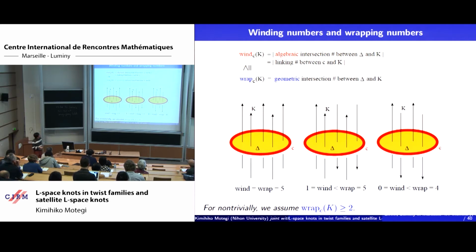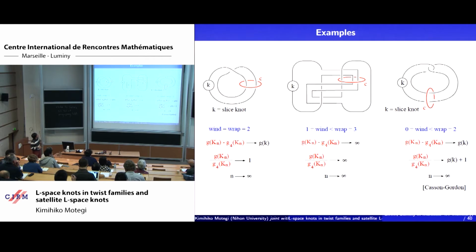And now we take a closer look at some examples. In the leftmost picture, the winding number equals the wrapping number equals 2. In this case, the difference between the Seifert genus and the slice genus goes to the genus of this local knot K, and the ratio of the Seifert genus to the slice genus tends to 1 when n goes to infinity, so twisting many times.